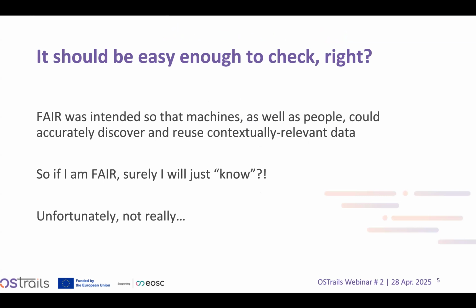FAIR was intended for machines, but it also was intended for people so that they could accurately discover and reuse data. And people quite frequently are able to do a pretty good job. And so that gives them this false sense of security that, yes, of course, I know I'm FAIR because I'm able to reuse my own data. But unfortunately, it's not easy to check, right?